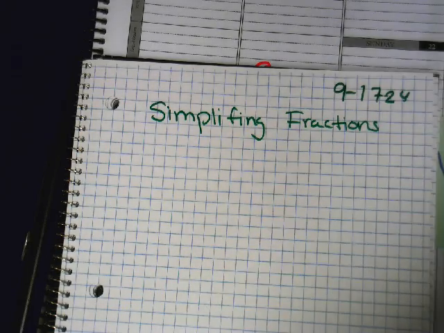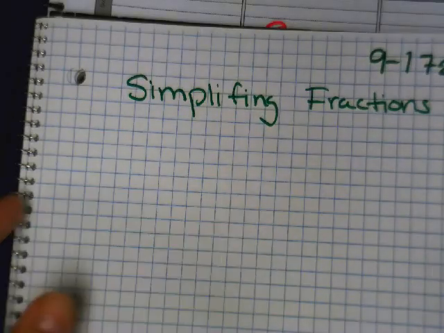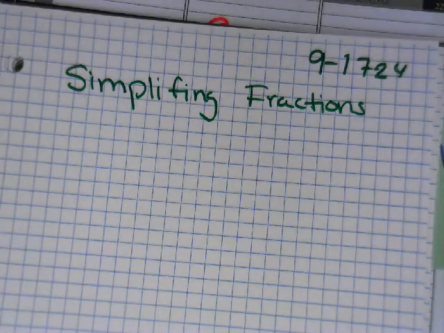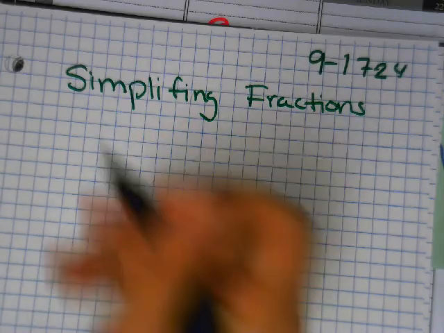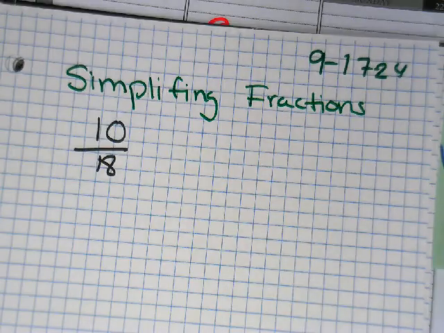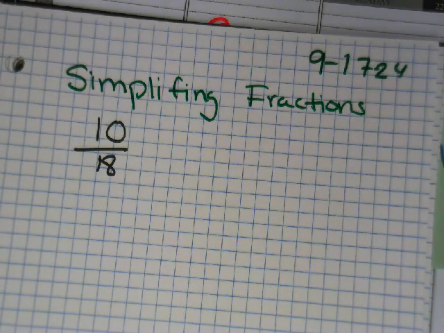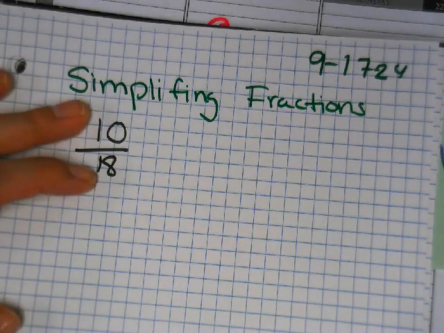Okay, simplifying fractions. So from now on, you gotta make sure you simplify those fractions. Have you done this before? Yes, you have. Okay. So when we simplify fractions, for example, 10 over 18, what math is involved? Division. So when you simplify, the math that is involved is actually division. You have to think of a number that you can divide the top and the bottom by, and it has to be the same number.